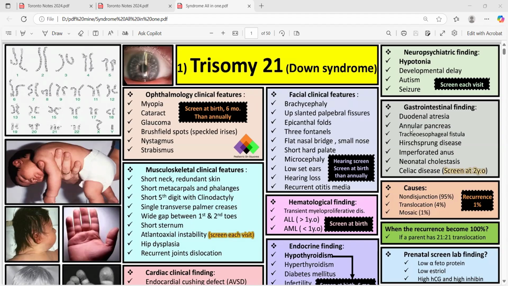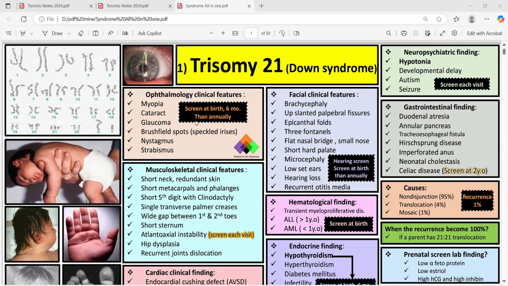Gastrointestinal findings: in that one there is duodenal atresia, annular pancreas, then tracheoesophageal fistula, Hirschsprung, imperforate anus, neonatal cholestasis, and then celiac. So for celiac, we do screening at 2 years.